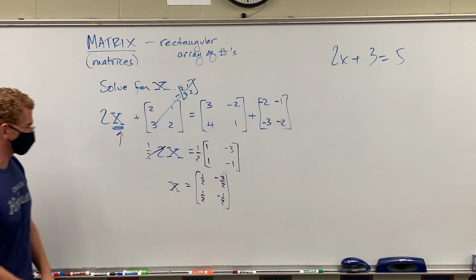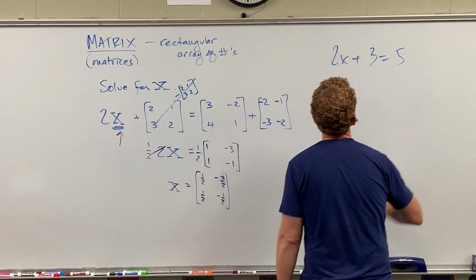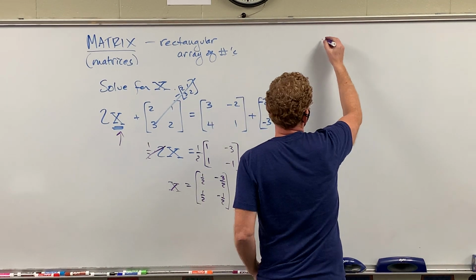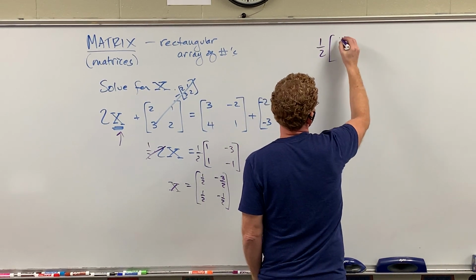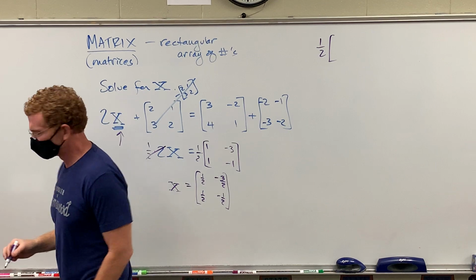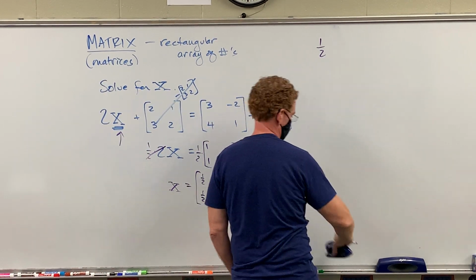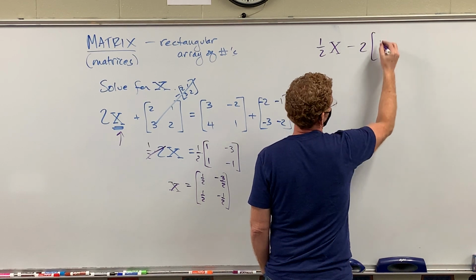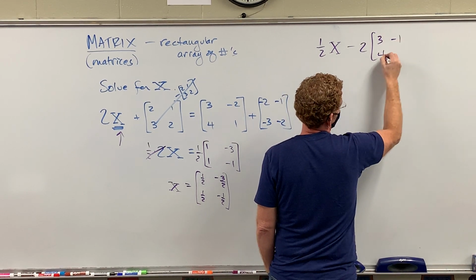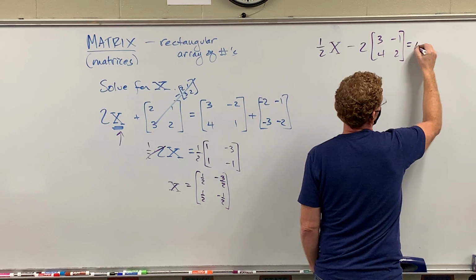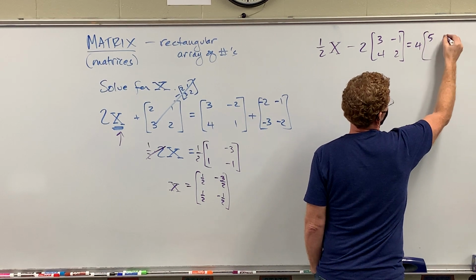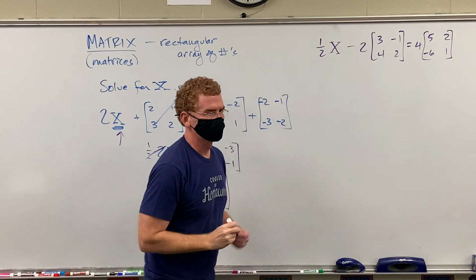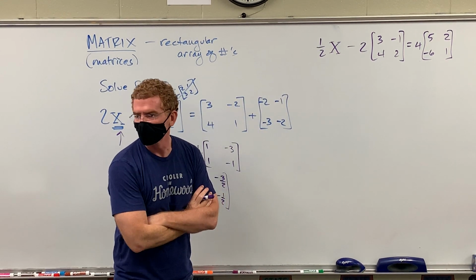Okay, we got 4 minutes. Let me give you the ugliest thing you might see tonight. We'll just go with it here. How about this? One half x minus 2 times the matrix [3, negative 1; 4, 2] equals 4 times the matrix [5, 2; negative 6, 1]. What would you do first here?